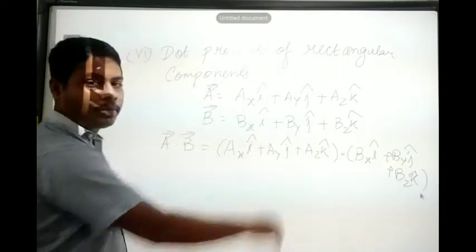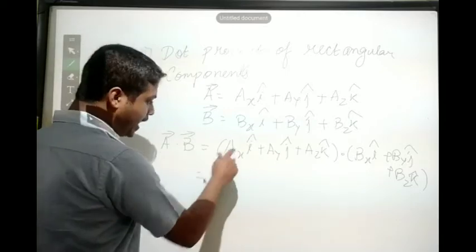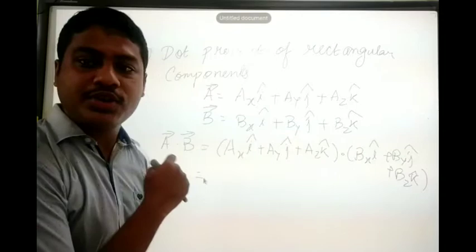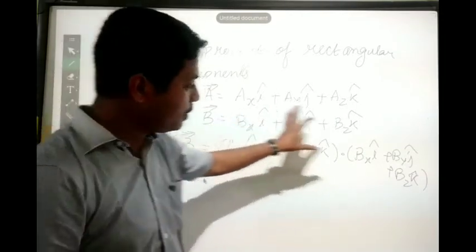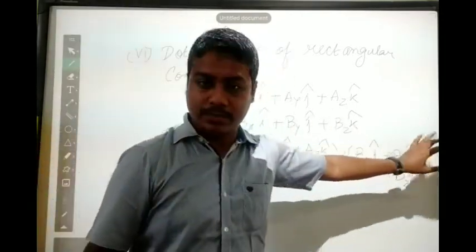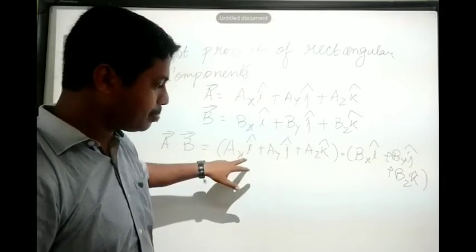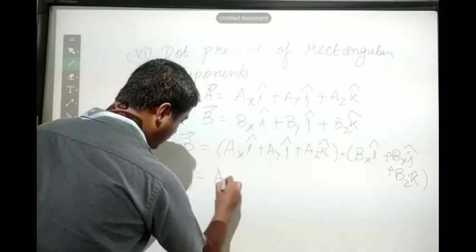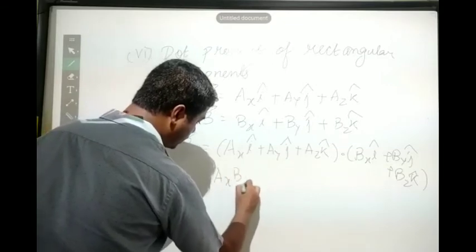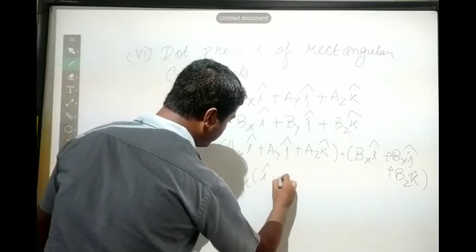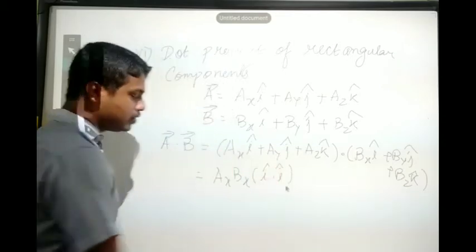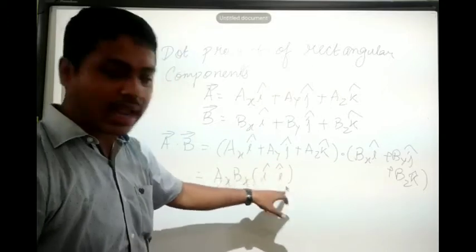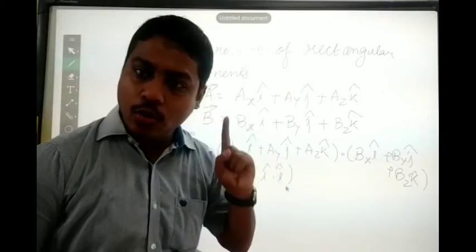Okay, now you just go on multiplying. Ax i cap, I will be multiplying, because dot product is distributive. So this ax i cap will be multiplied with the whole b vector. Ax i cap into bx i cap, ax bx i cap dot i cap. Now you see, i cap dot i cap. You have seen the previous property that i cap dot i cap, its answer will be equal to 1.